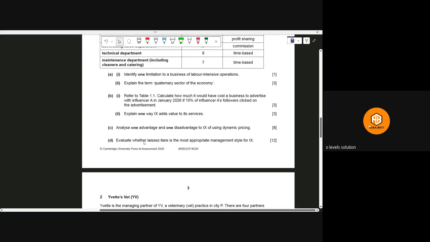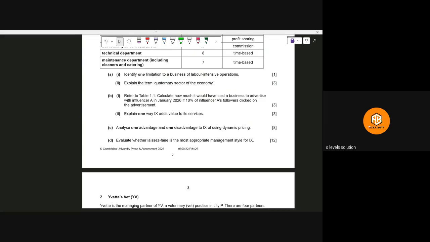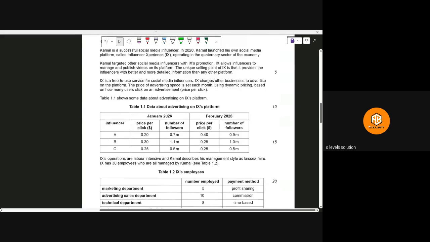The D part is evaluate whether laissez-faire is the most appropriate management style for IX. So we know that there are different types of management style. Laissez-faire is one of them. Then there is autocratic, democratic, and paternalistic management style. So first of all we have to talk about that. Okay, laissez-faire is good. Then why it is not good, and then we have to talk about another management style, for example autocratic, democratic, and paternalistic style. And then again, we have to analyze and evaluate that style, and at the end, we will make a conclusion. So let's read the case study.